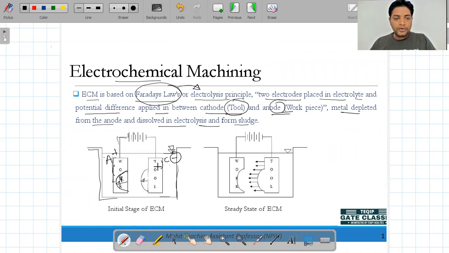Once this potential difference is created and it reaches steady state, we'll move this tool toward this side. For example, when it reaches up to here, this is the minimum gap required to decrease the resistance. So the material will start depleting from here. Like this, the material will be released from the workpiece area, and we will continue this feed with time. This will remove the material from the workpiece area, and like this the complete material will be removed.